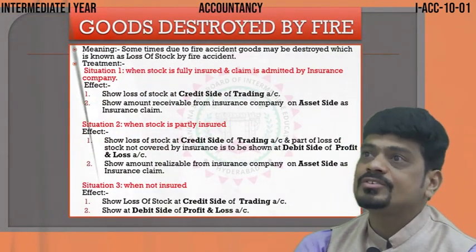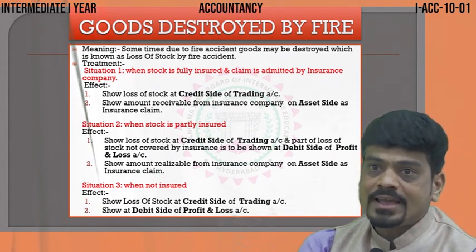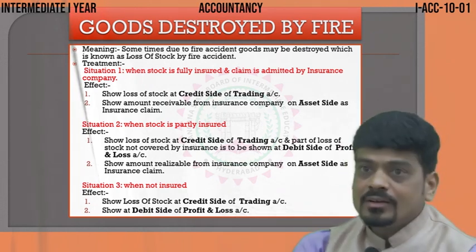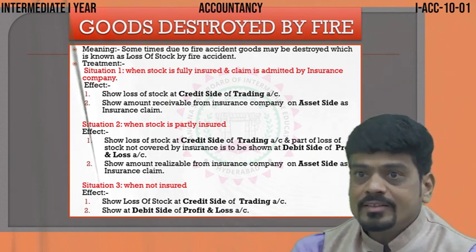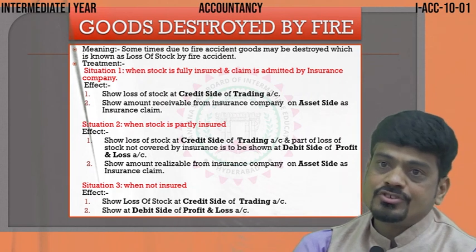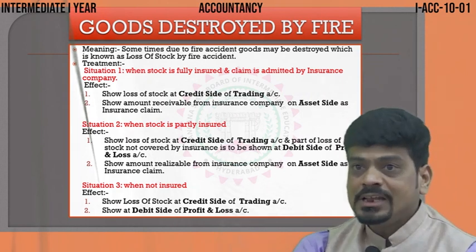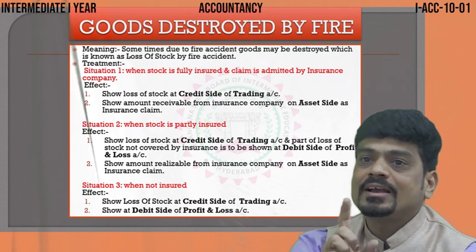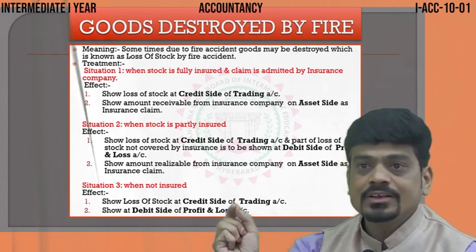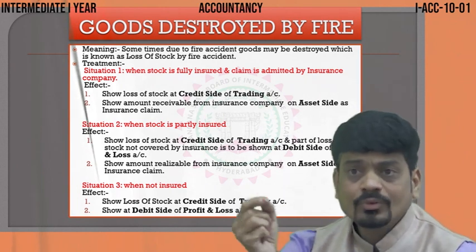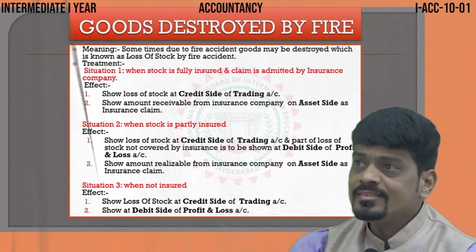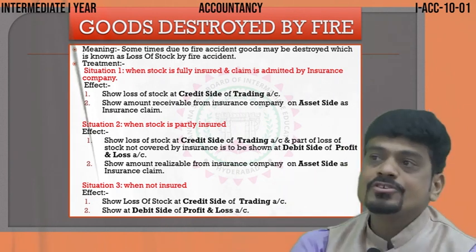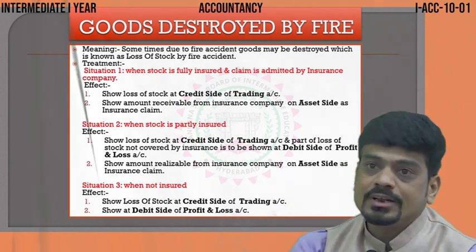Then sometimes the goods are destroyed by fire. When they are destroyed by fire for some reason, three situations will arise: first, they are fully insured; second, they are partly insured; and third, they are not insured. When they are fully insured, meaning we have taken a policy for the full amount, how do we give the effect? First, we show on the credit side of trading account, like "By loss of stock of goods," or you can write "By goods destroyed by fire." Then, since the insurance company will give the claim, the amount we are going to receive from the insurance company we show on the asset side as insurance claim.